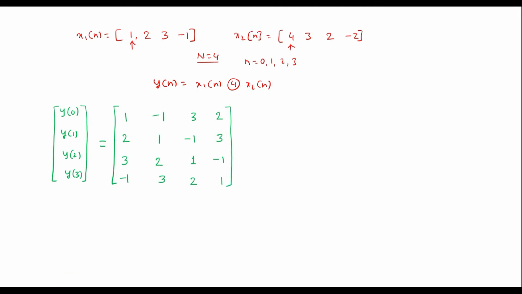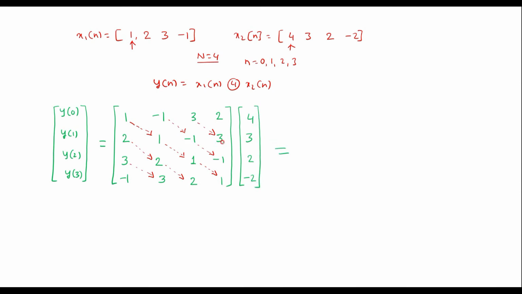So this I can show. This 1 is shifted here, this will be shifted here, this will be shifted here. So now the x2 of n matrix should be written here as a column matrix, that is 4, 3, 2, minus 2.